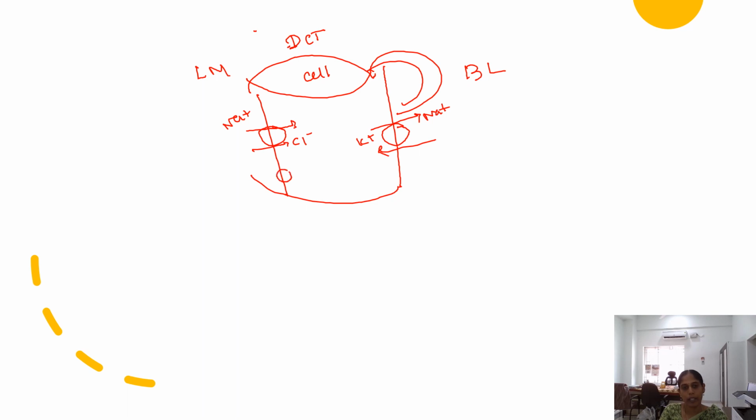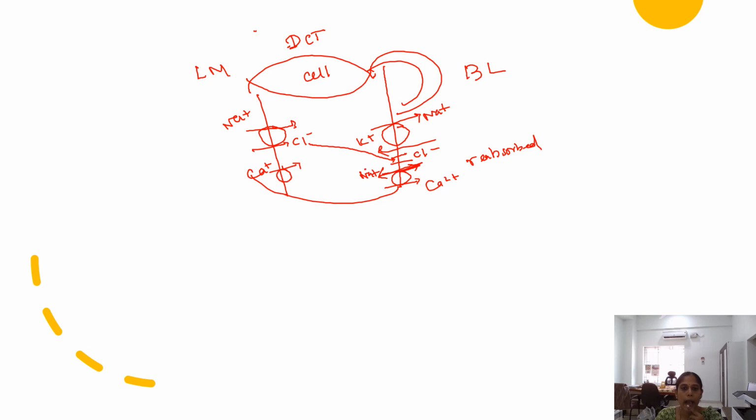Again, there will be another channel that will promote entry of calcium ions. And here there will be another exchanger, that will cause exchange of sodium on this side with calcium here. And another channel, a chloride channel, will be there. So the chloride absorbed via this sodium chloride transporter will enter this chloride channel and be reabsorbed here.